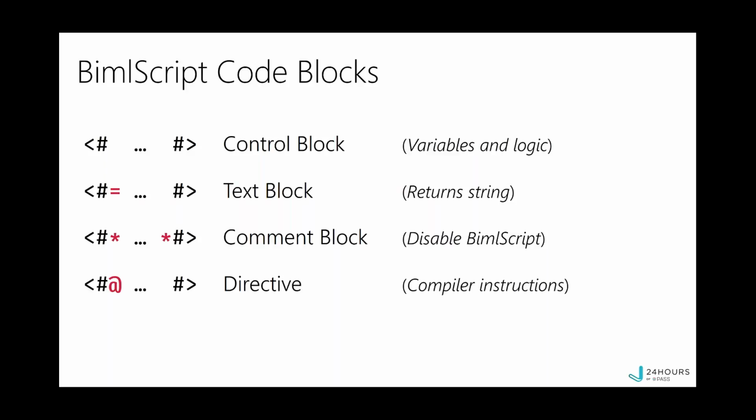Then we have a couple of things that I'm not going to go into in this session today. The first one of those is directives with the @ sign. This gives instructions to the compiler on how to generate your packages. So you can do things like include external files, reference assemblies if you want to have more advanced code, and so on. And finally, we have the class block with the plus sign. This is where you can create your own C# classes and methods. And again, I'm not going to cover that in this session today.